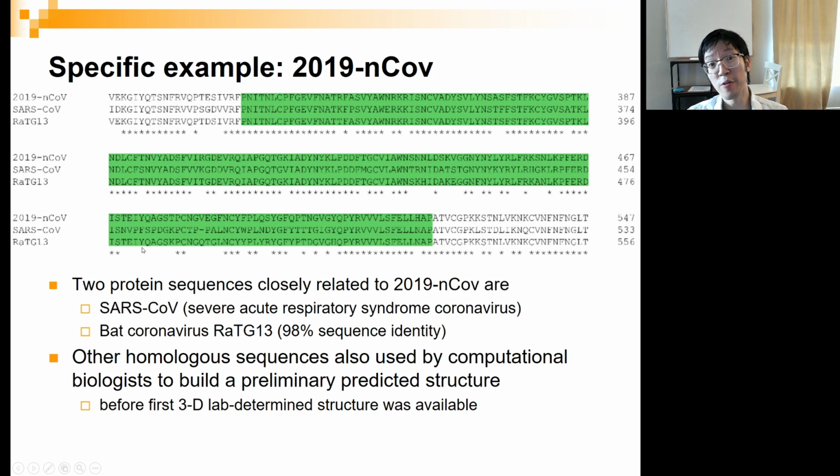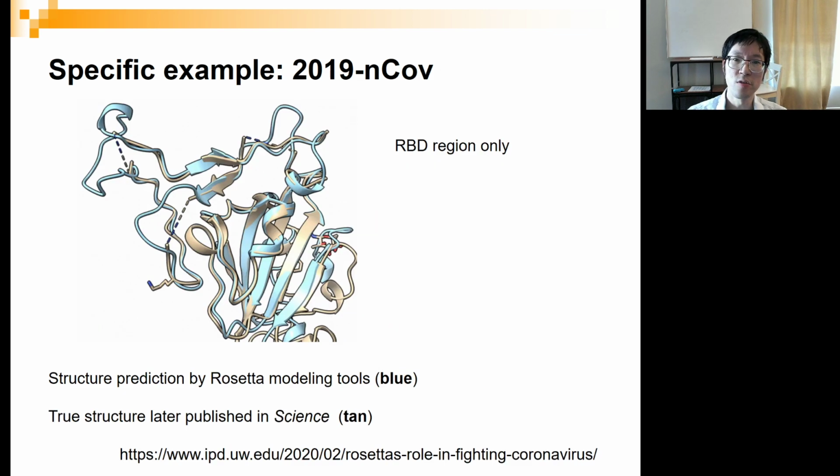Of course, there are other homologous sequences, in other words, other sequences that can be aligned with the novel coronavirus. And these were used by computational biologists to build a preliminary predicted structure before the 3D one was made available. So let's just show you how well that worked.